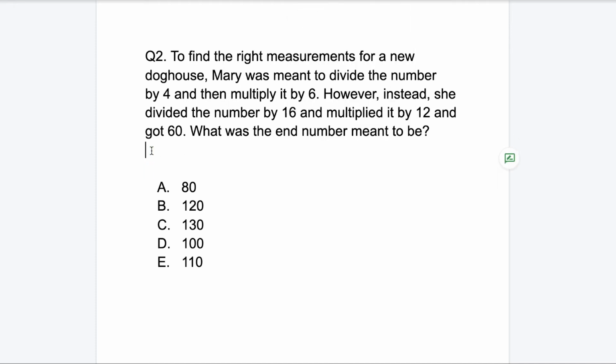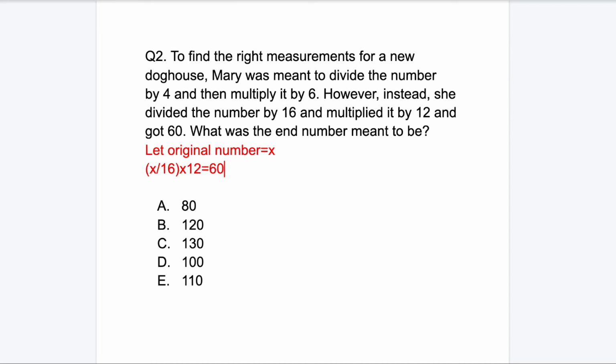So, first we need to find the original number. To do this, we know that the original number was divided by 16. Let's call the original number x. So let the original number equal x, divided by 16 and multiplied by 12, equals 60. This way we can find out what x is.